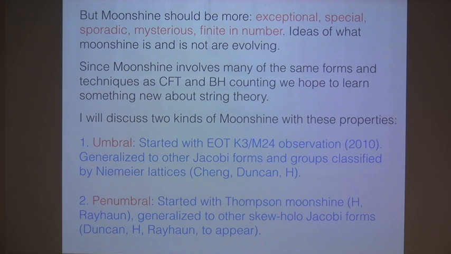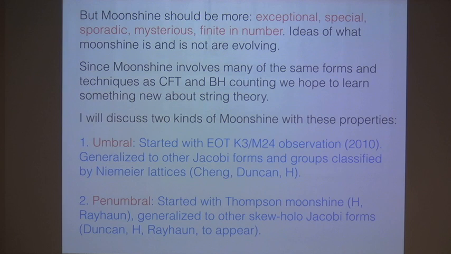And the other example that I'm going to be talking about is penumbral moonshine. This is work that's in progress. But it started with a paper that I wrote with Brandon Rayhaun on what I called Thompson moonshine. And it's been generalized to other skew-holomorphic Jacobi forms, something that I will discuss as I go on.